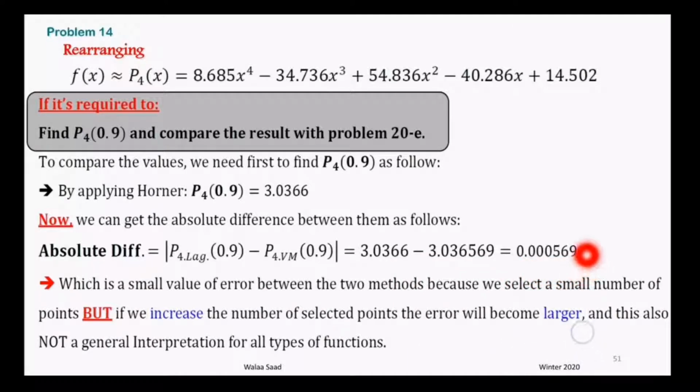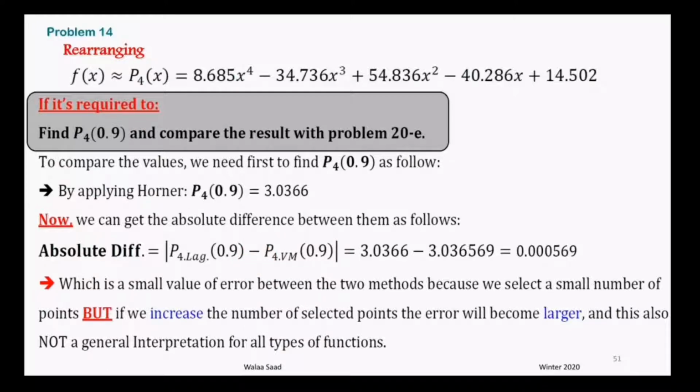Why do you think this error is very small? Of course, because we used a small number of points, but if we increase the number of points, the error would become larger and larger. But of course, this is not a general interpretation for all types of functions, because the number of points, of course, affects, and also the position of the points from the beginning, from the middle, from the end of the table also varies the polynomial and reflects into the error.